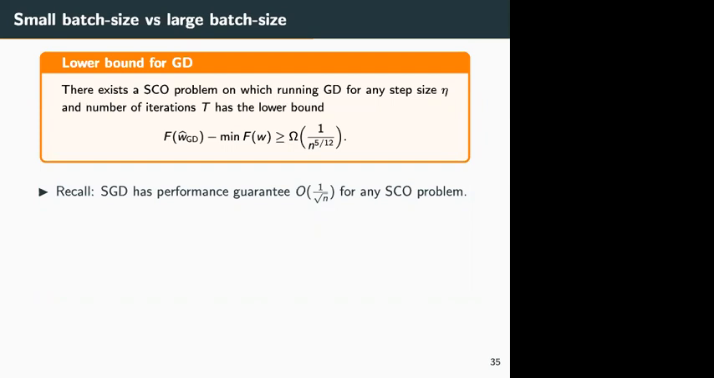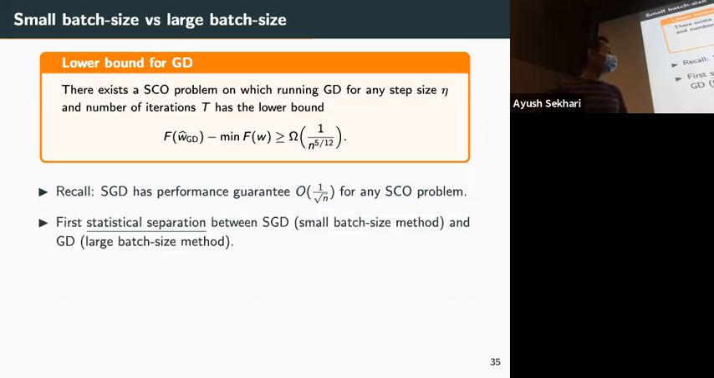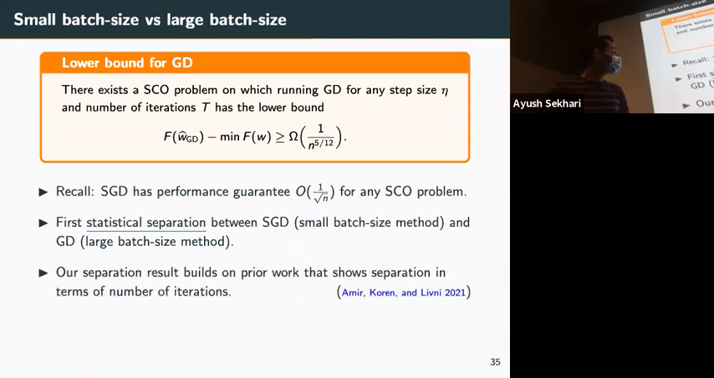I guess it's possible that it could be a bigger separation. Yeah, this is not the tightest possible lower bound. But to the best of our knowledge, this is the first statistical separation between SGD and GD. Here we show it for SCO problems. Shai, I can come back later to the separations in the general learning setting. I do have some comments on that as well.